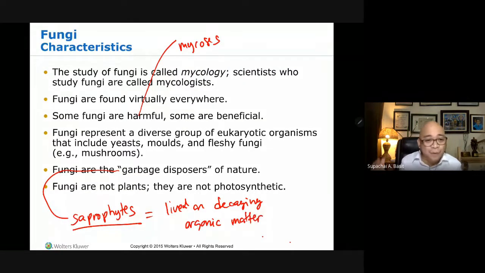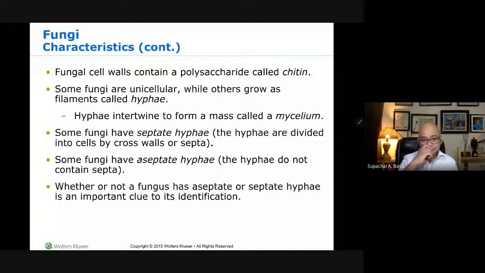So they are decomposers, they are saprophytes. Fungi are not plants. Therefore, they do not have chlorophyll and they are not photosynthetic. Okay? Fungal cell walls contain a polysaccharide called chitin. So this is the main component. So remember, if bacteria have peptidoglycan, fungi would have chitin.